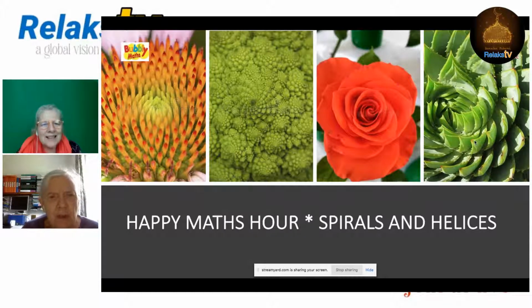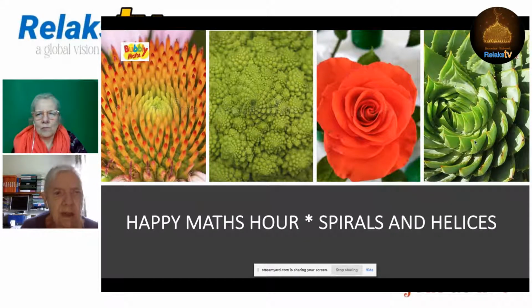Not quite sure. What is the name of that? It's a type of broccoli. I don't remember the specific name of it, but it's a type of broccoli. It's got its own special name, I know. Yes, it does. Yeah. You can see the spirals there, and on the left again.